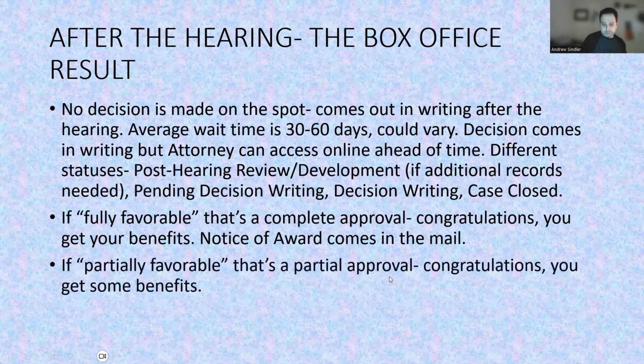If you get a partially favorable decision, that's a partial approval. Still say congratulations generally, because you will get at least some benefits and you'll get ongoing monthly benefits. A partially favorable decision means they found you disabled, but as of a later date than what you alleged. So if you said you became disabled January 1st, 2000, they say, well, you became disabled January 1st, 2001 instead. That's a partially favorable decision. And that could impact the amount of retroactive lump sum past due benefits you get, but that's really all it would impact. So that's all that means.